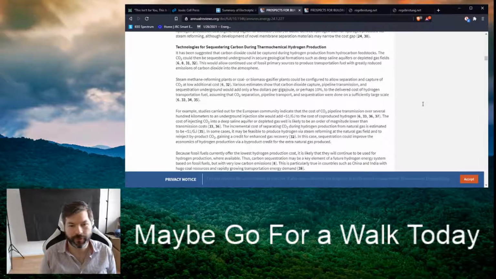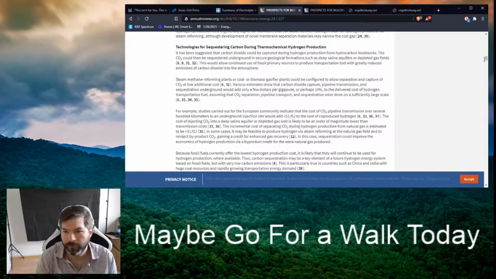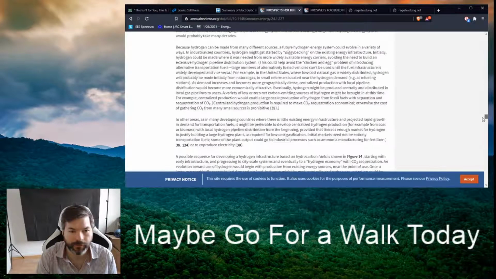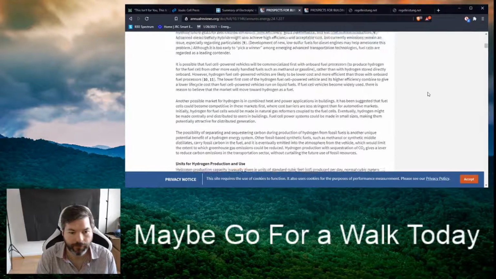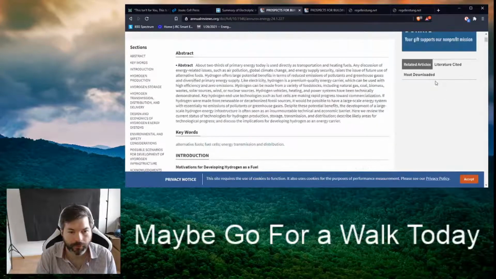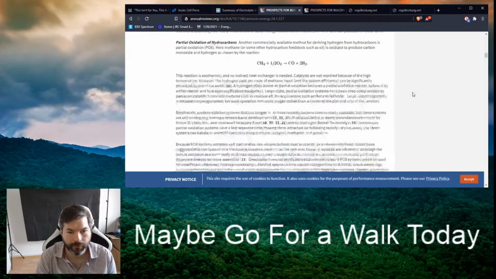Technologies for sequestering carbon during thermochemical hydrogen production. We are very, very early in this. I'm going to say about a third of the way. Okay, we're a little more than a third of the way.